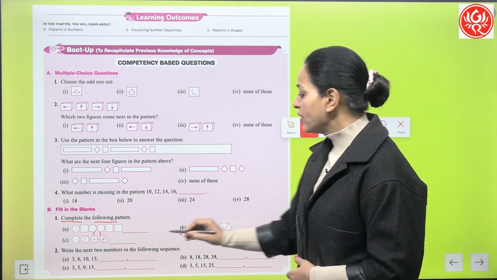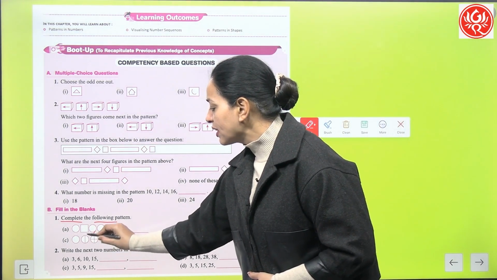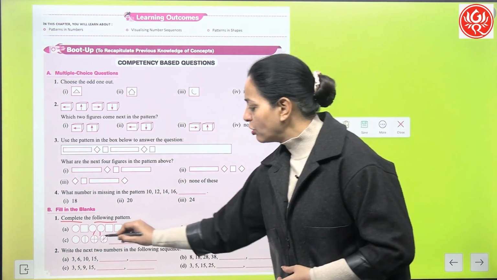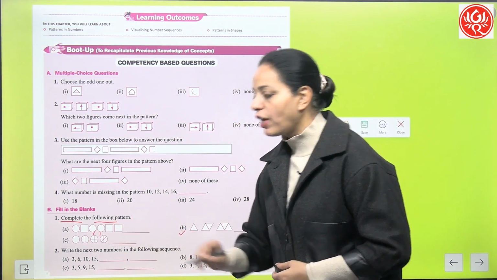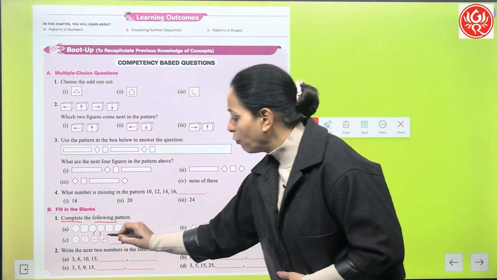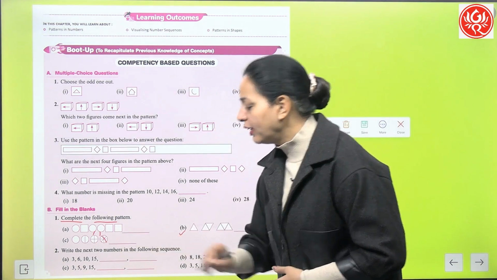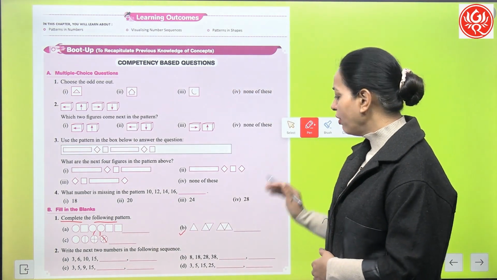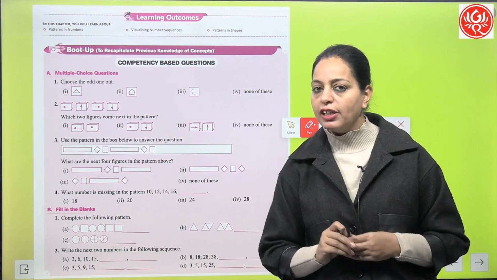Okay, now the C part here: one circle and then one diameter, then two diameters, then the number of diameters increasing, then one more diameter we can take like this in the next figure. Okay, I hope these are clear to you.